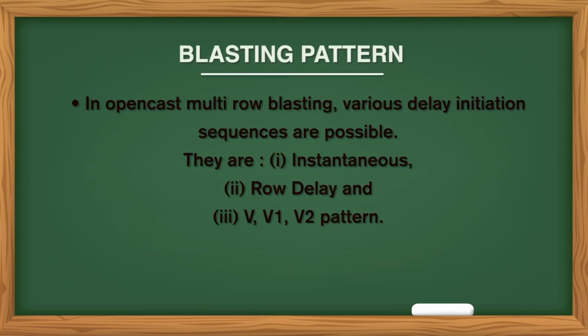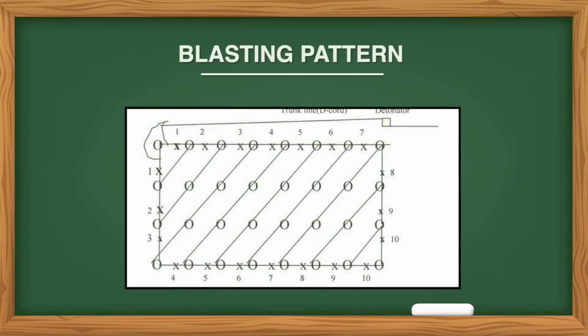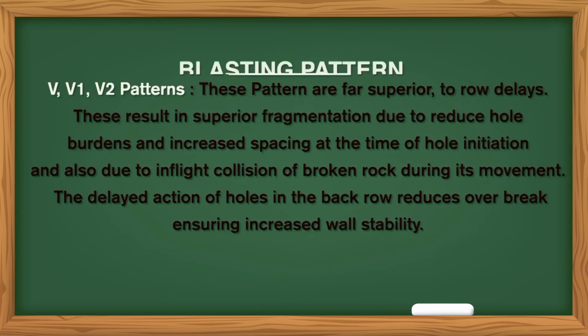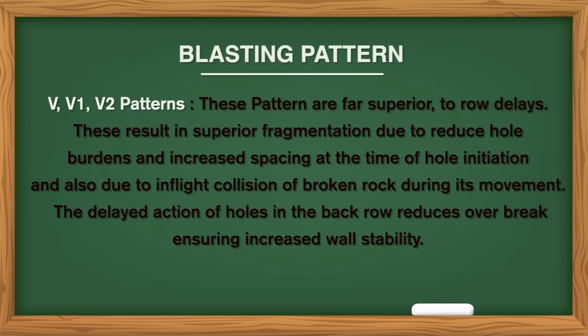In open cast multi-row blasting, various delay initiation sequences are possible. They are instantaneous, row delay, and V1 and V2 pattern. You can see on the figure the patterns of instantaneous, row delay, and V1 and V2. V1, V2 or V3 patterns are far superior to row delay.